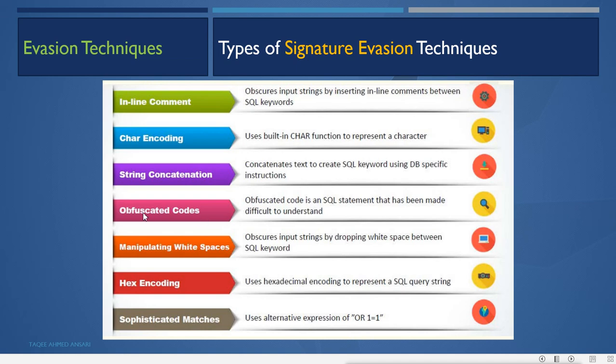Then the attacker can use obfuscated code. Obfuscated code is an actual statement that has been made difficult to understand, like changing the simple word to a different word, different code. Then manipulating the white spaces. Here the attacker obscures the input string by dropping white space between SQL keywords. White space means pressing the spacebar, pressing tabs. These are blank spaces where there are no characters. But when you hash that value, it will get a different hash.